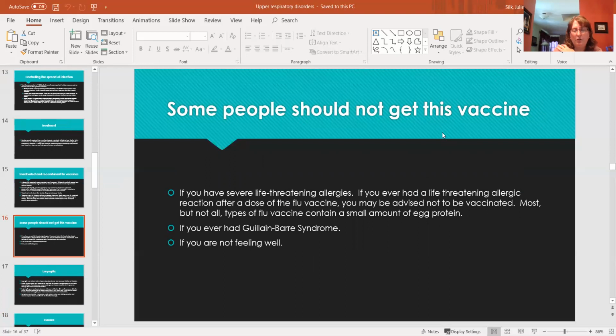People who shouldn't get the flu vaccine are these people here. So if you have severe life-threatening allergies, or if you've had, you know, anaphylaxis or something crazy from getting a shot before, you should not take it. If you are allergic to egg products, that's a problem. If you've ever had Guillain-Barré syndrome, because that can set you off, because remember we had a question about that on one of our tests. And also, if you're not feeling well that day, you should just not take it. You should wait and take it when you're feeling better.